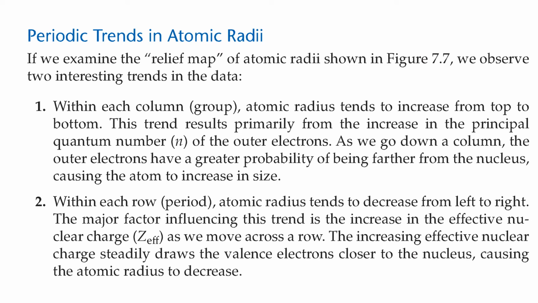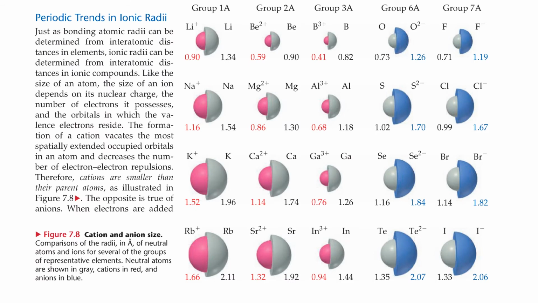This trend results primarily from an increase in the principal quantum number of the outer electrons. As we go down a column, the outer electrons have greater probability of being farther from the nucleus, causing the atom to increase in size. Number 2. Within a row or period, atomic radii tend to decrease from left to right. The major factor influencing this trend is the increase in the effective nuclear charge as we move across the row. The increasing effective nuclear charge steadily draws the valence electrons closer to the nucleus, causing the atomic radius to decrease.